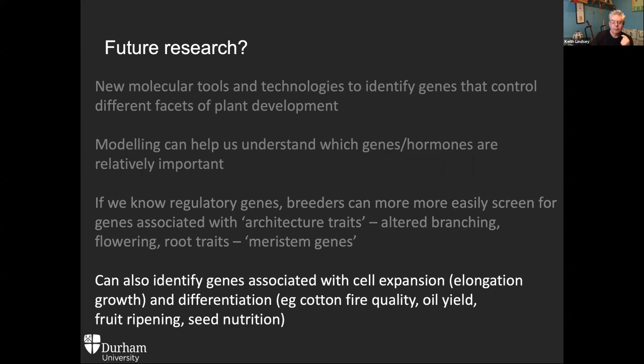And we can also identify genes associated with other aspects of development like cell expansion and differentiation, things like, I should say, cotton fiber quality, oil yield, fruit ripening, and nutrition. So that's pretty much all I want to say.